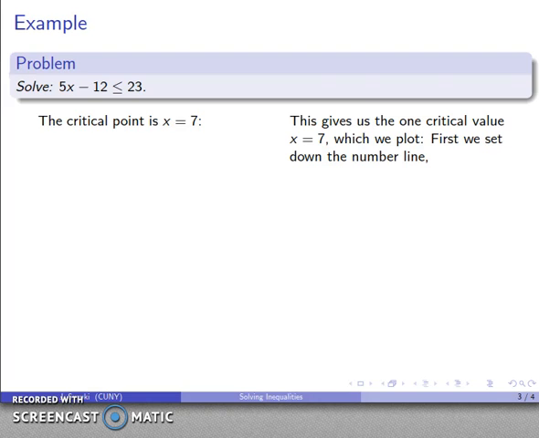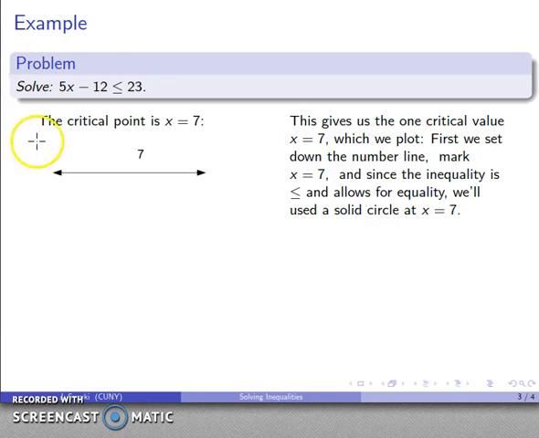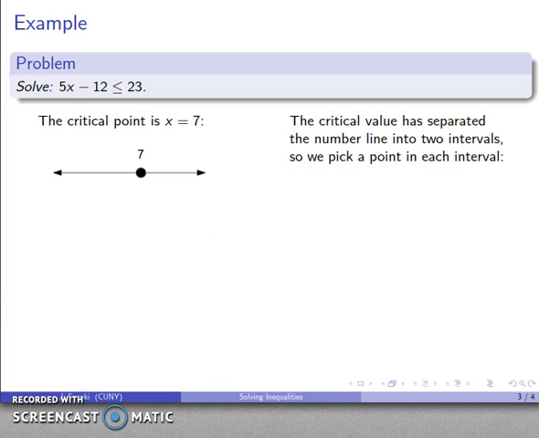We'll plot that critical point. We'll set down a number line, locate 7, and because the inequality is a less than or equal to, that less than or equal to actually allows us to have equality, we'll go ahead and use a solid circle at x equals 7. And that x equals 7, no matter what, will be part of our solution set. And here's the important thing to notice. If we view this as a boundary, we've separated our number line into two intervals. We have the stuff to the left, and we have the stuff to the right.